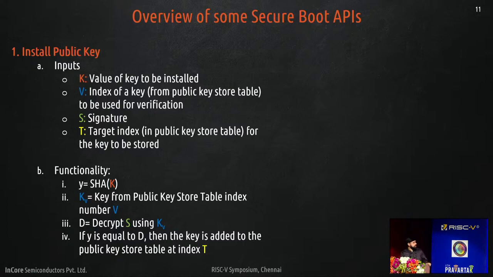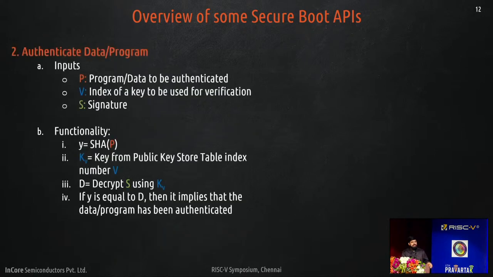You compute SHA of the key. You again read an existing installed key from the public key store table. You use that to decrypt the signature and match if the results are equal. You also have authenticate data or program. This is exactly like digital signature. You try to verify if the signature of your data or your program is valid.